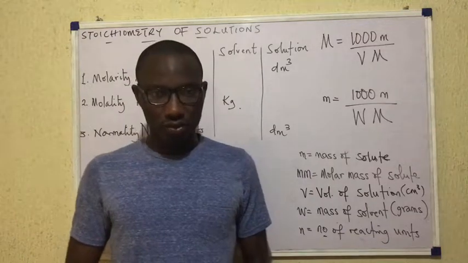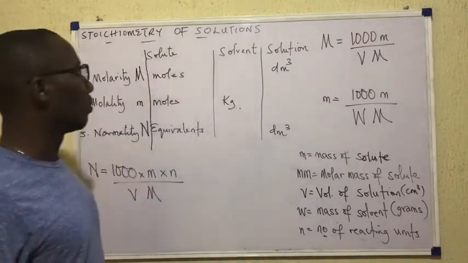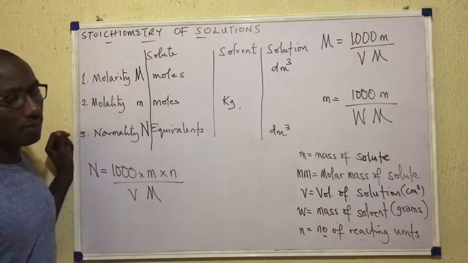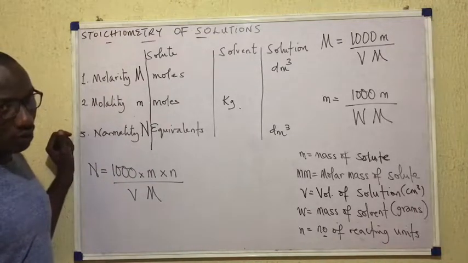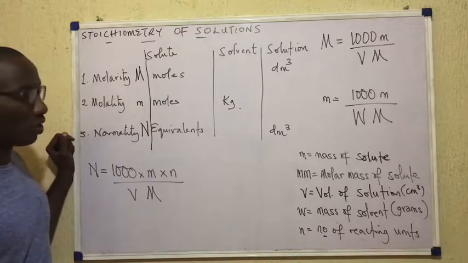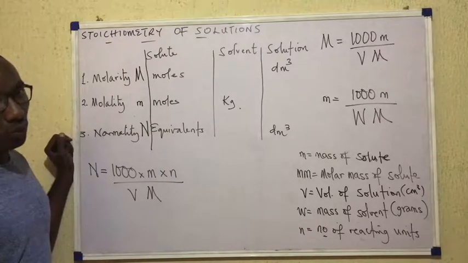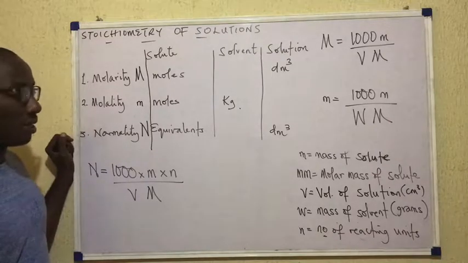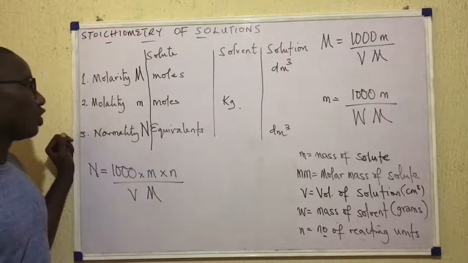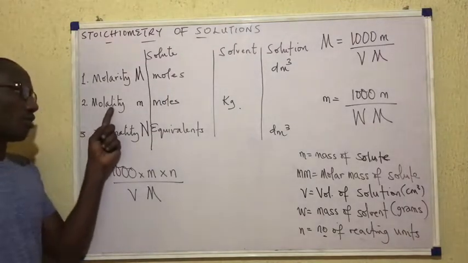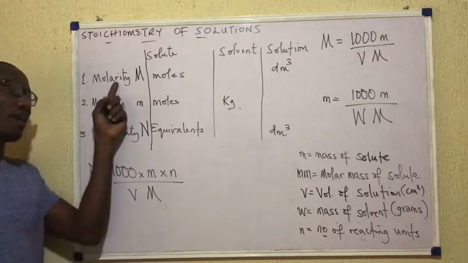Welcome to this video. Let's talk about stoichiometry of solutions. To talk about stoichiometry of solutions, we'll be looking at ways of expressing concentration. And there are three common ones that concern us. We call them molarity, molality, and normality. Now the first two sound alike, so take note of the difference, the L here and the R there.